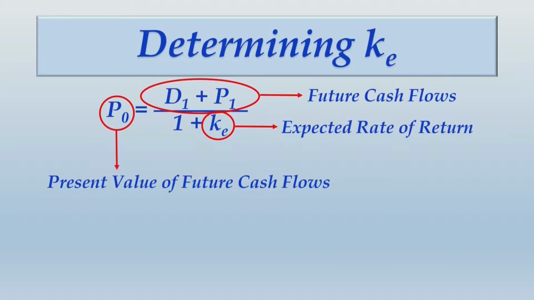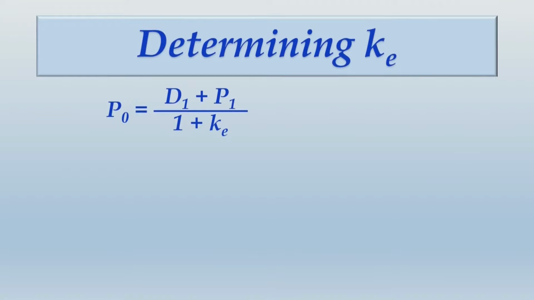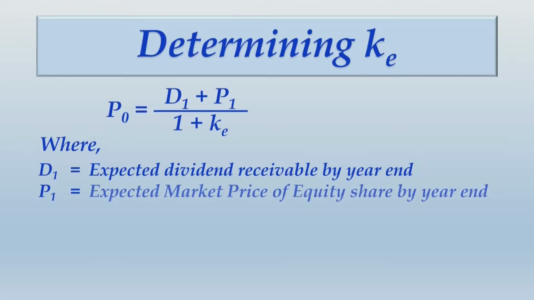So let us write up some variables over here which we will be using ahead. Write up the notations for this formula you have already written. D1 is the expected dividend receivable by year end. P1 is the expected market price of equity share by year end. Understand one thing: you are standing at the beginning of the year, you will never know what will be the price of the equity share by the end of the year. So it is just your expectation.